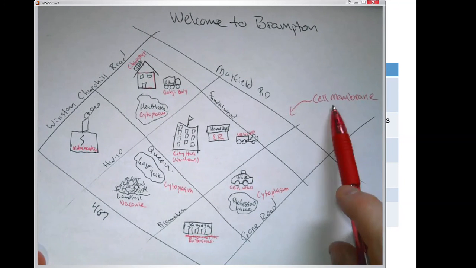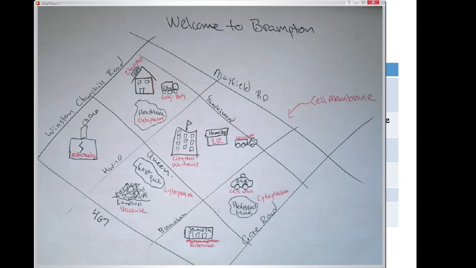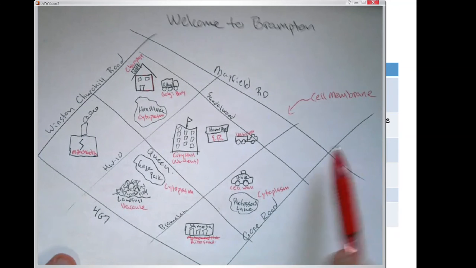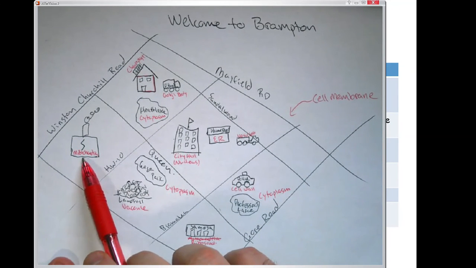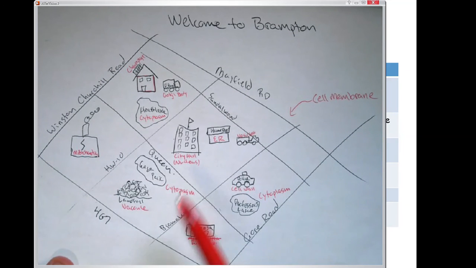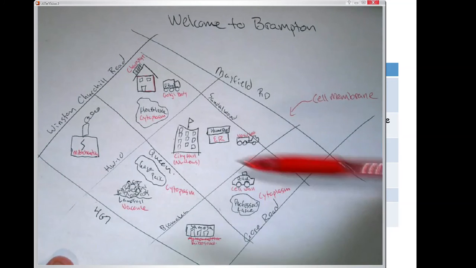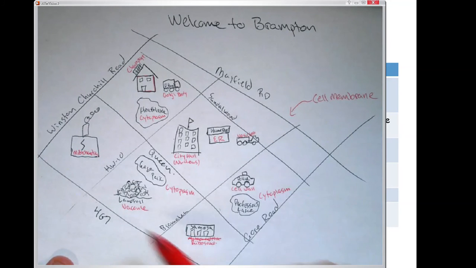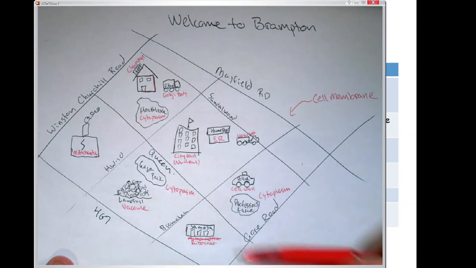Well, that's also the cell membrane, isn't it? It's just the boundaries, right? What else do I have? Well, here I got a little drawing of a power plant. I called it the mitochondria because that's what we get our electricity from. Let's see, I have these big roads going through. So let's say Highway 10 and Bramalea and Queen and Sandalwood. Well, those would be our cytoskeletons. So I gotta label those, right?